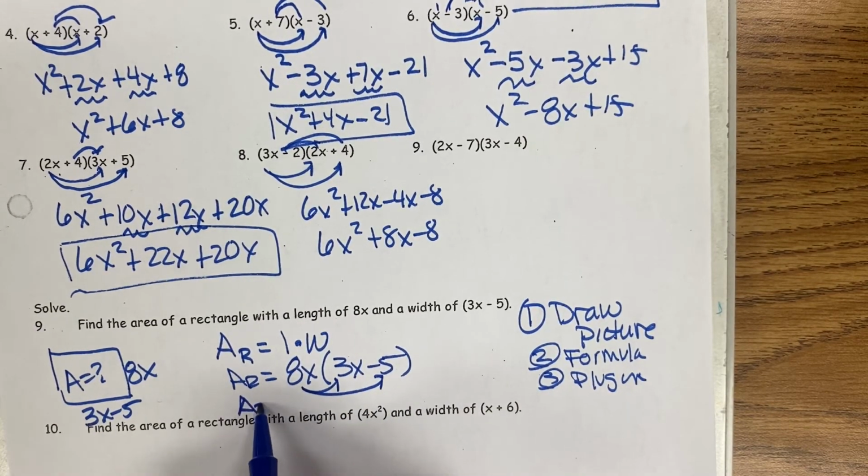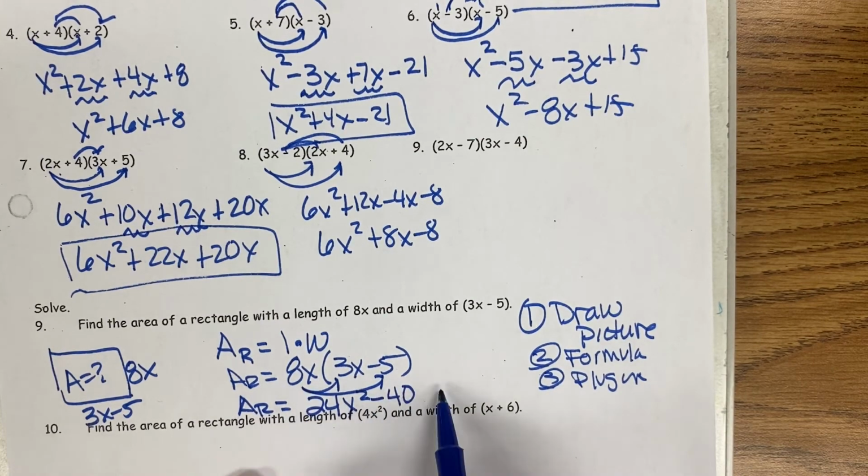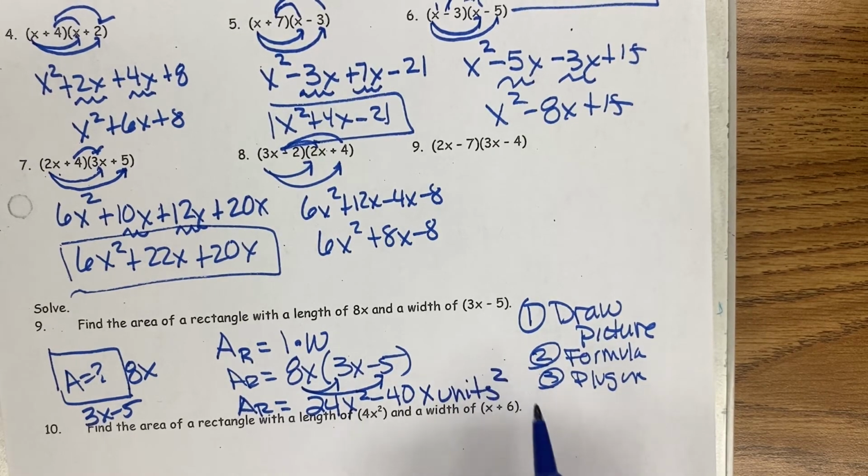So the area of a rectangle, we're going to multiply our coefficients. So 8 times 3 is going to be 24. X times x. If the bases are the same, we're going to keep the base and add our exponents. So 1 plus 1 is 2. And then a positive 8 times a negative 5 is a negative 40. And then we have to attach our x. And area is always units squared.